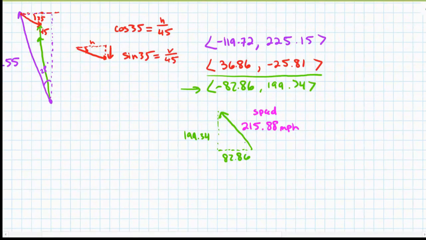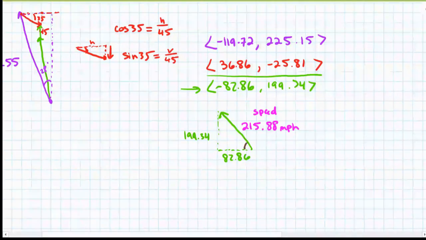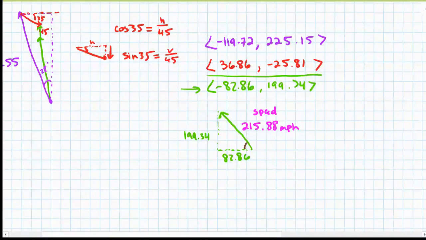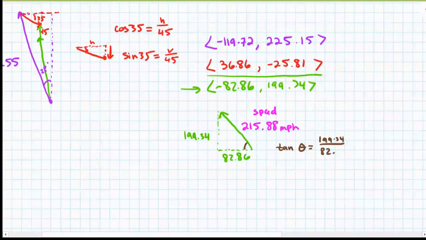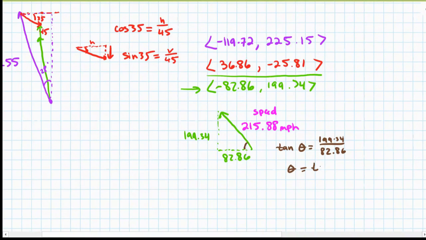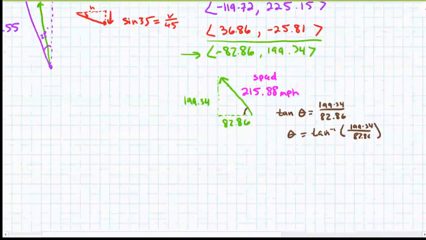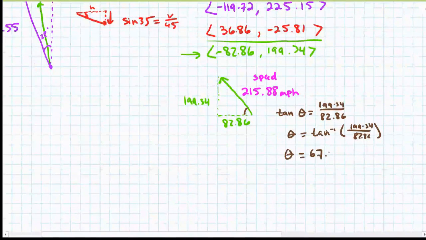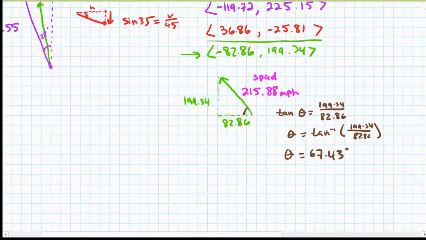Now my direction is, I'm looking for this angle here because of the triangle that I drew. To find that, tangent of that angle is equal to the opposite over the adjacent values. So if I did the inverse tangent of that, I get an angle of 67.43 degrees.